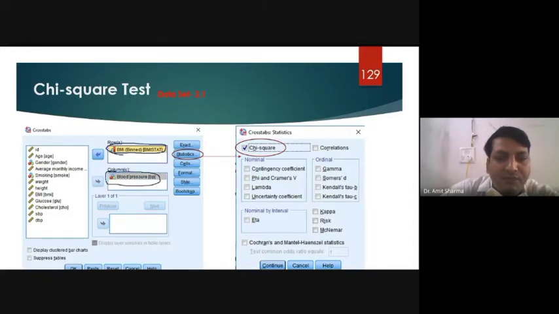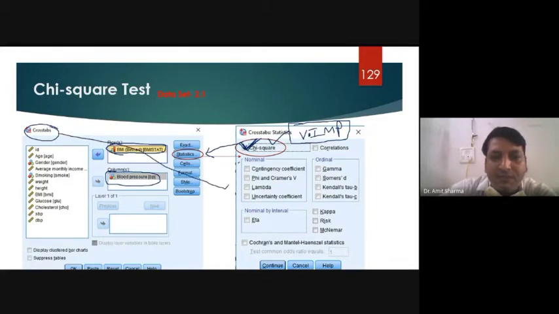Once you move the variables, you have to click on Statistics, and this is a very important step. Very important, I'll write it. Here you are going to choose that you are going to apply Chi-Square. You have to check this Chi-Square under the option called Statistics. Because this Crosstabs option is not only used for the Chi-Square, it is used for multiple other statistical work, for example, correlation also.